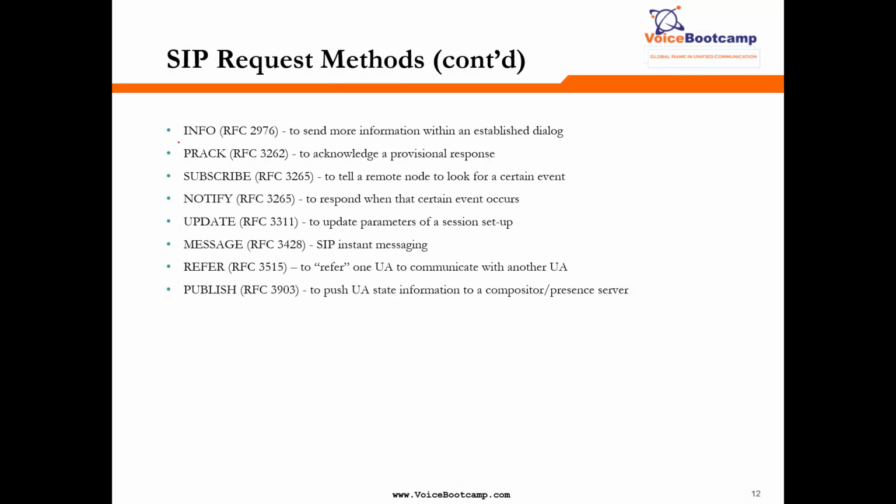Now, in addition to that, you have more SIP request methods. You've got INFO, which sends more information. You've got PRACK, which basically acknowledges a provisional response. We'll talk more about that PRACK later. SUBSCRIBE is to tell the remote node to look for a certain event, for example, subscribing to a KPML event. NOTIFY is to respond when an event occurs. So when a certain event occurs, you'll notify the requesting party.